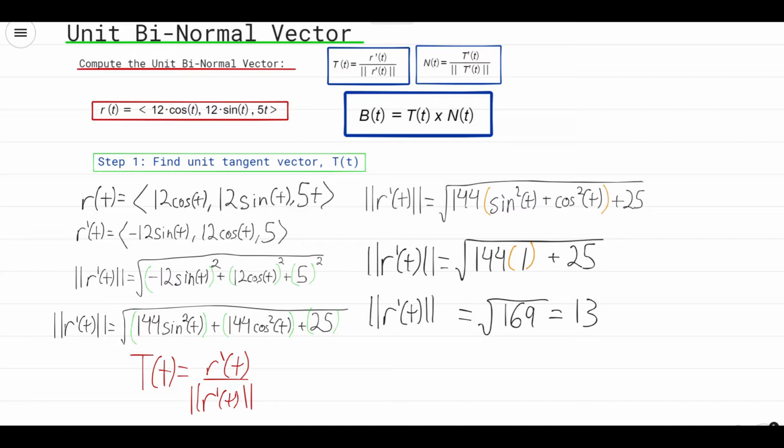Now we're trying to find the unit tangent vector, so we divide r prime by its magnitude. To compute our unit tangent vector, we divide negative 12 sine of t, the first derivative of the position vector, by 13, then the middle term, 12 cosine t, divided by 13, and then the last term, which is 5 over 13. And that's our unit tangent vector. So now we can move on to step 2.